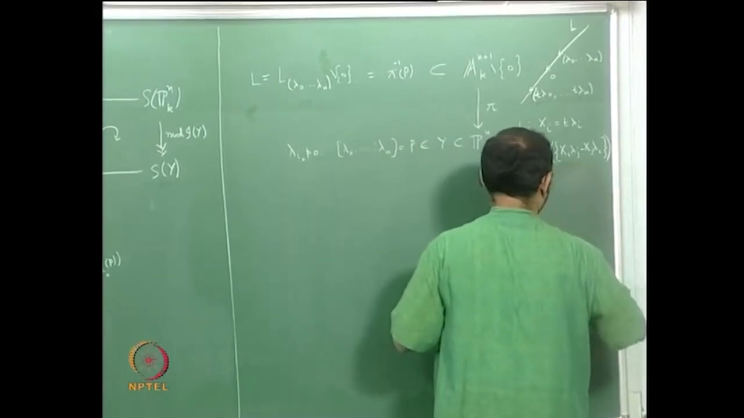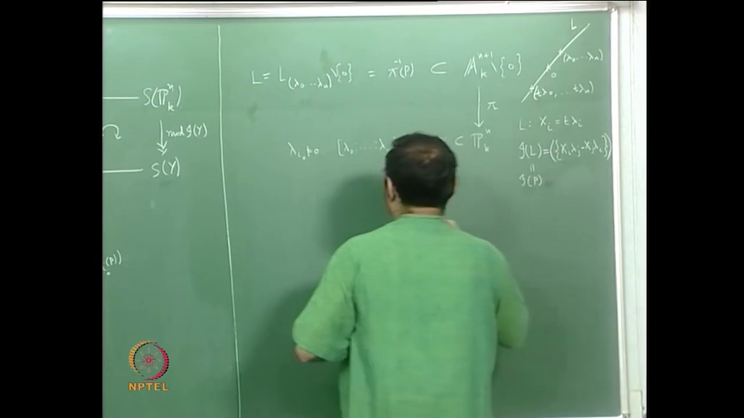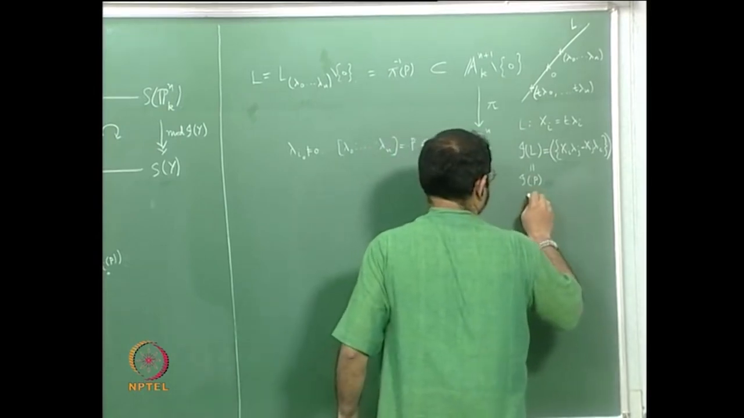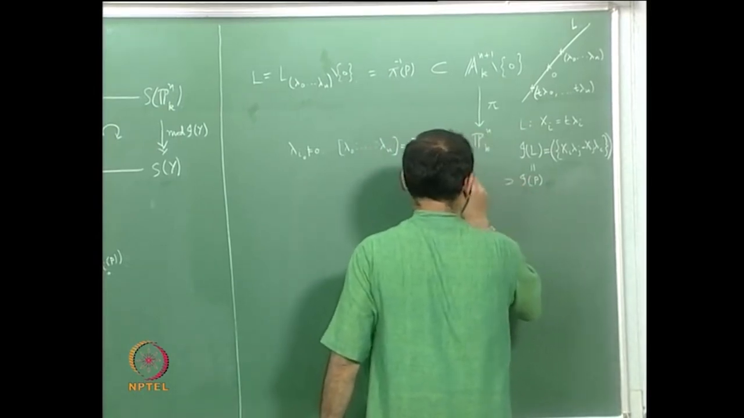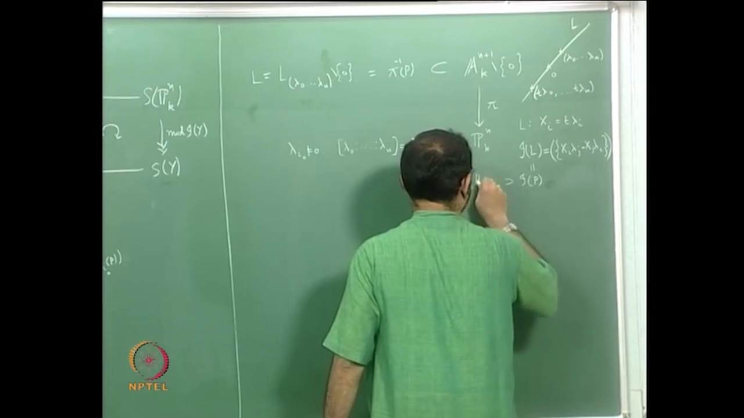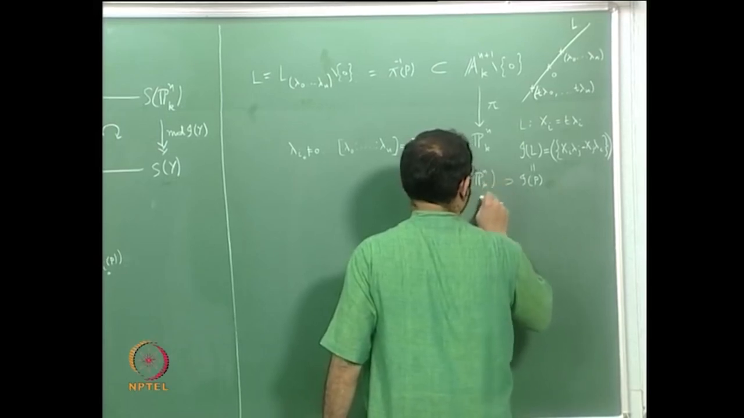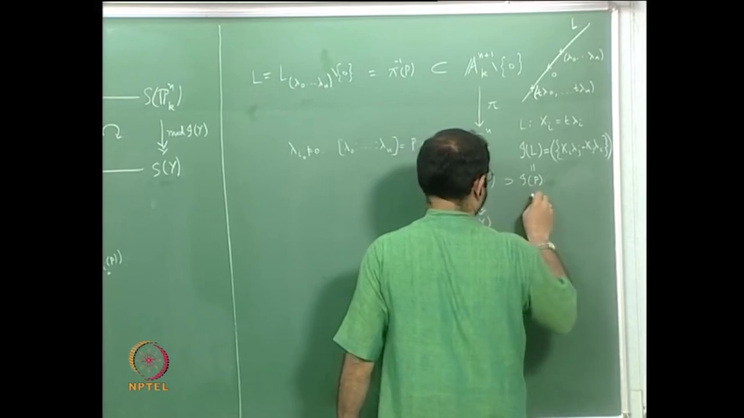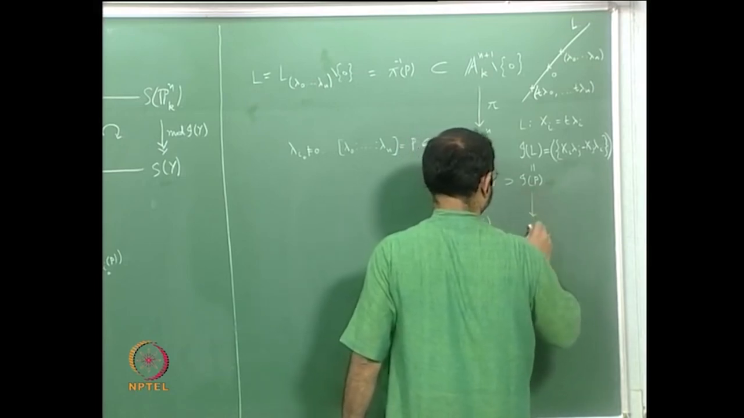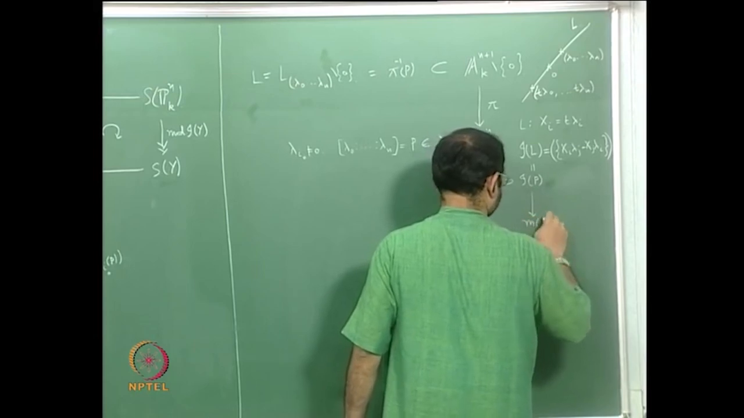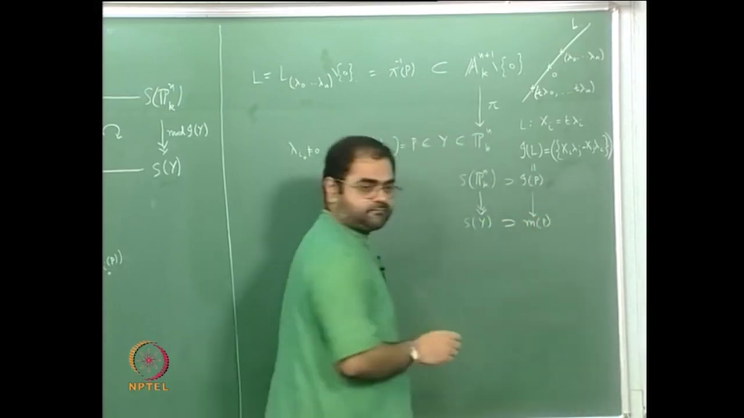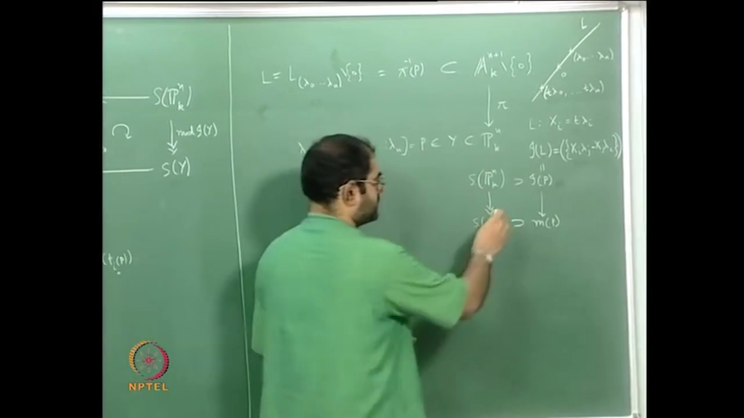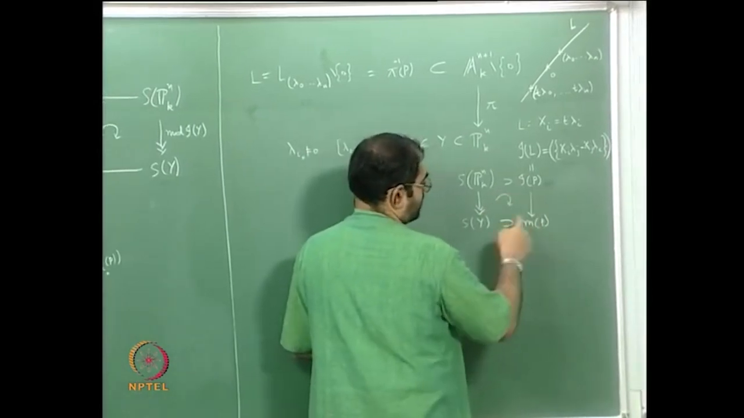Its quotient is M of P. So this sits inside S_Y inside S of P^n, and then you have a quotient which is S of Y, and its image there will be just M of P. Okay, this is what you'll get. So this is what M of P is.